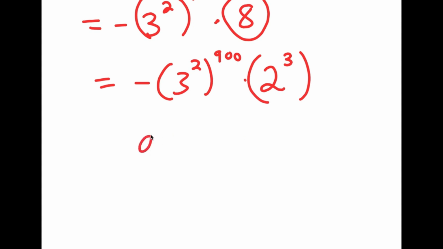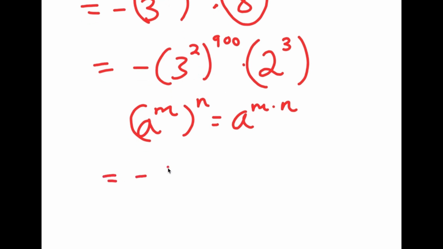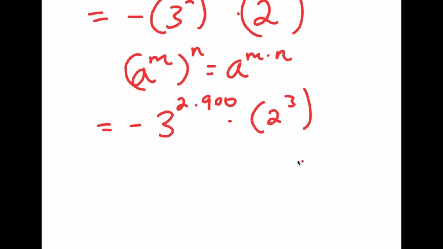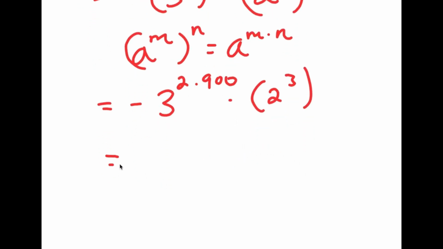And now remember, if I have something in the form a to the power of m to the power of n, this is equal to a to the power of m times n. So this can equal negative 3 to the power of 2 times 900. And now I have this times 2 to the power of 3. And if you didn't already know, 2 times 900 is 1800. So I have negative 3 to the power of 1800 times 2 to the power of 3.